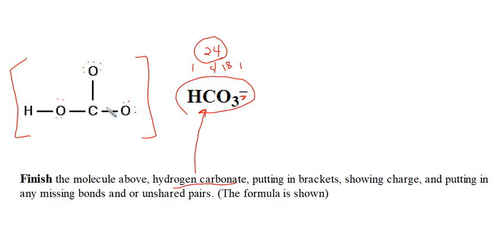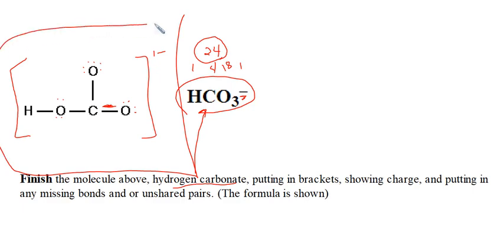2, 4, 6, 8, 10, 12, 14, 16, 18, 20, 22. No, actually I need another pair. So sorry about that. I need to bring in another pair, but I'm going to bring that pair in here as a bond. That's what I was needing, because now I've got 24, and this one has 8, 8, 8, and see, that's what I needed. I had to make sure I counted them correctly. And so then if I put the -1 on there, this is the correct answer for hydrogen carbonate.